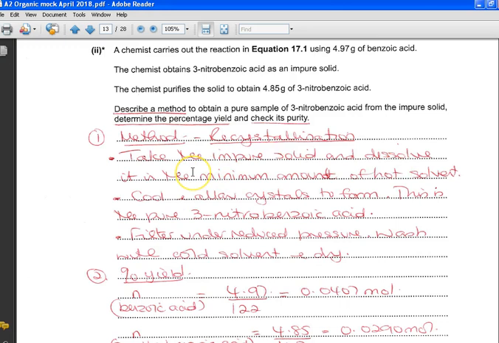They're not asking you for a method. They're not saying how do you do that. So you get a water bath and you put this in here and put that in there. They're not asking for that. And some of you did go into that kind of detail, which won't get you any marks. They are just asking you for a method to purify.